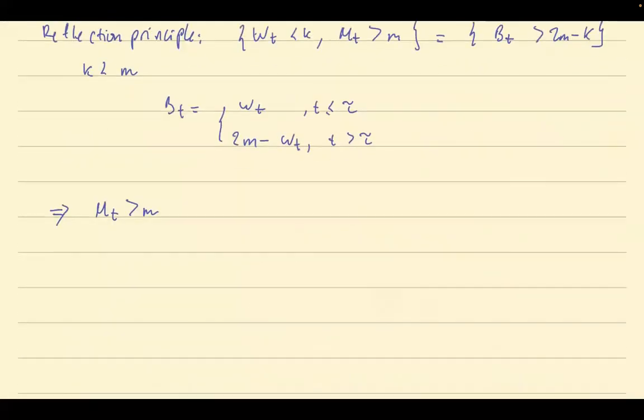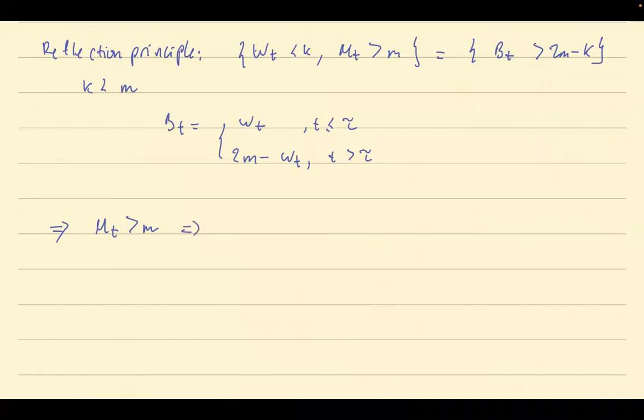So if that's true, then coupled with WT bigger than K, that must imply BT is bigger than 2M minus K. Any questions so far? So that's the easy direction.